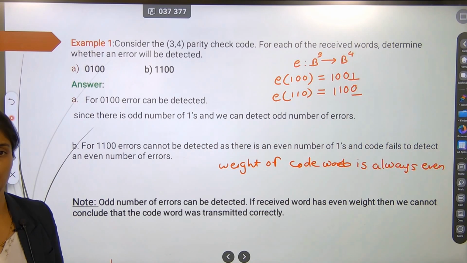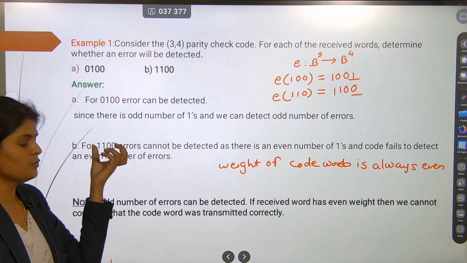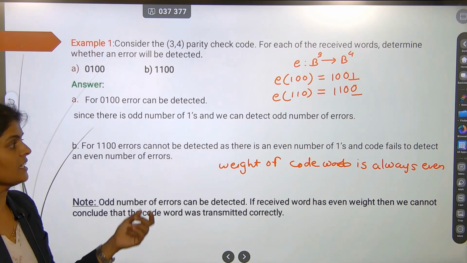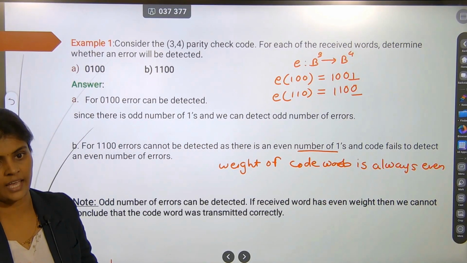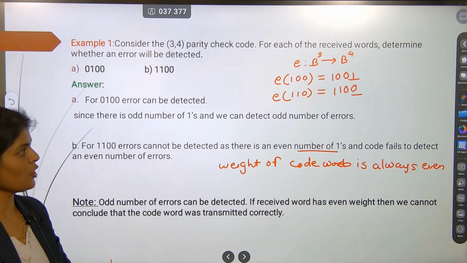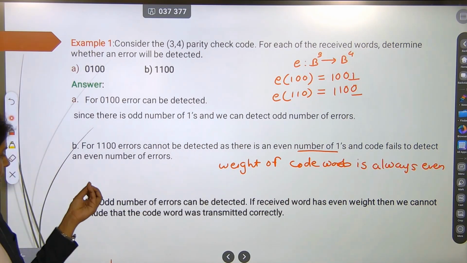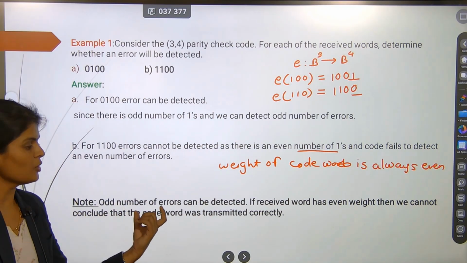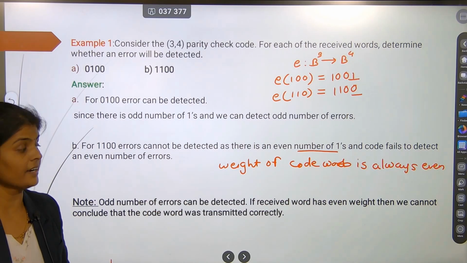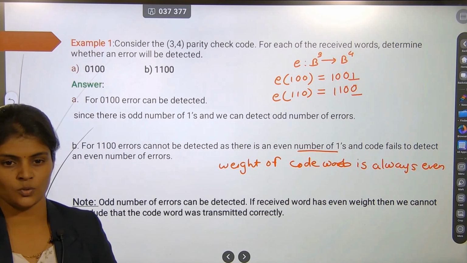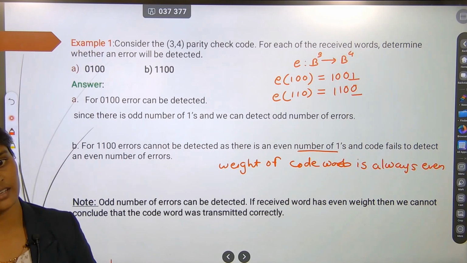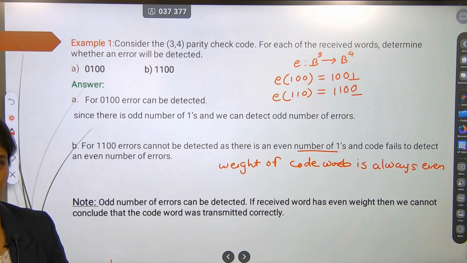Similarly for example 2, 1 1 0 0 has an even number of ones, meaning 2. If we detect an even number of ones, we can say that the code fails to detect an even number of errors. So from this example we note that an odd number of errors can be detected, and if the received word, meaning the image, has an even weight, then we cannot conclude that the code word was transmitted correctly. So I hope you will understand.